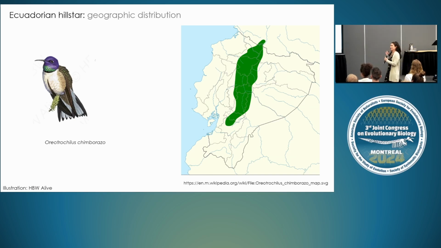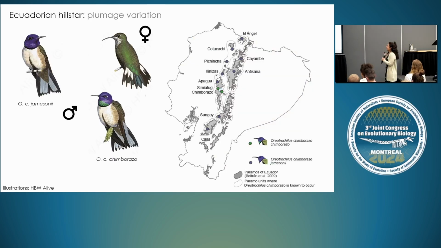It's a given. It's something unique. And that's one of the reasons we started working with this bird. But it also has other aspects that are very interesting. The species has two subspecies, and they live in the high Andes.